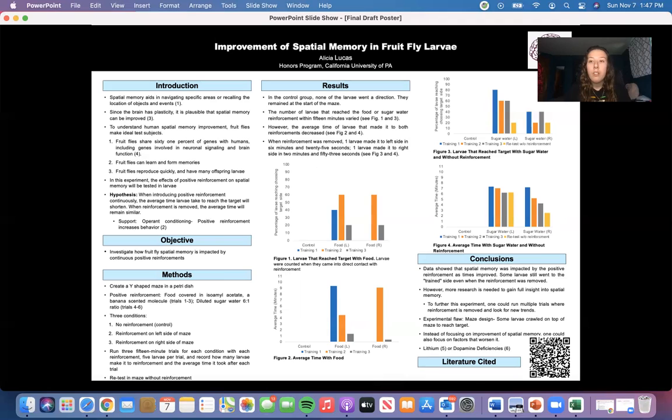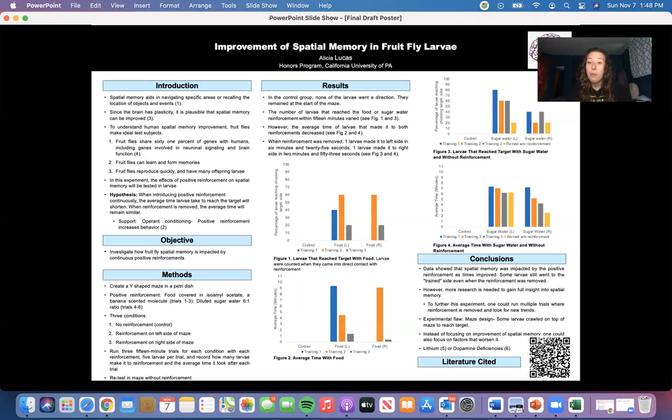And regarding the reinforcement that was removed, it seems that the time remains similar, which is great. So we see over here, these two times are very, very similar to each other. And same with these. And with these ones over here, there's probably about a minute difference. So that's good.